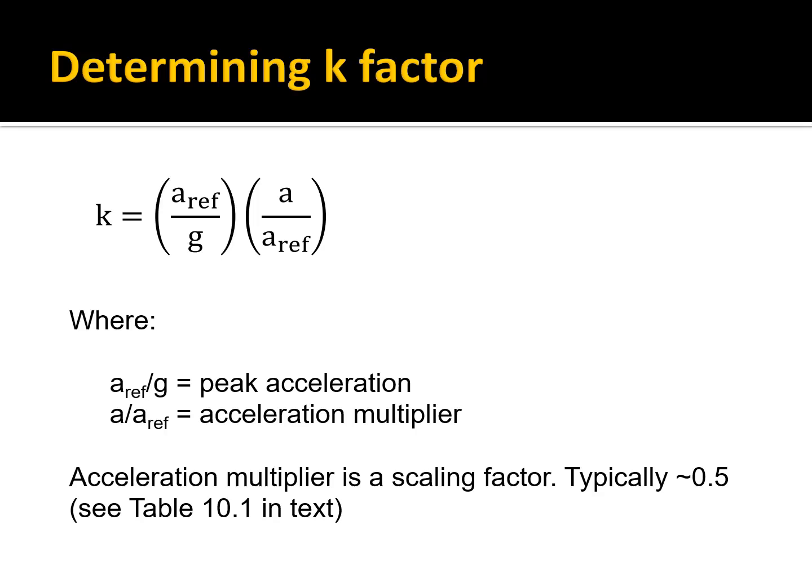In your textbook, you'll see people have proposed different acceleration multipliers, all the way from 0.13 up to 0.75, but again 0.5 is kind of a mid-range acceleration multiplier. And together this gives you the seismic coefficient K that we then use in the pseudostatic analysis.